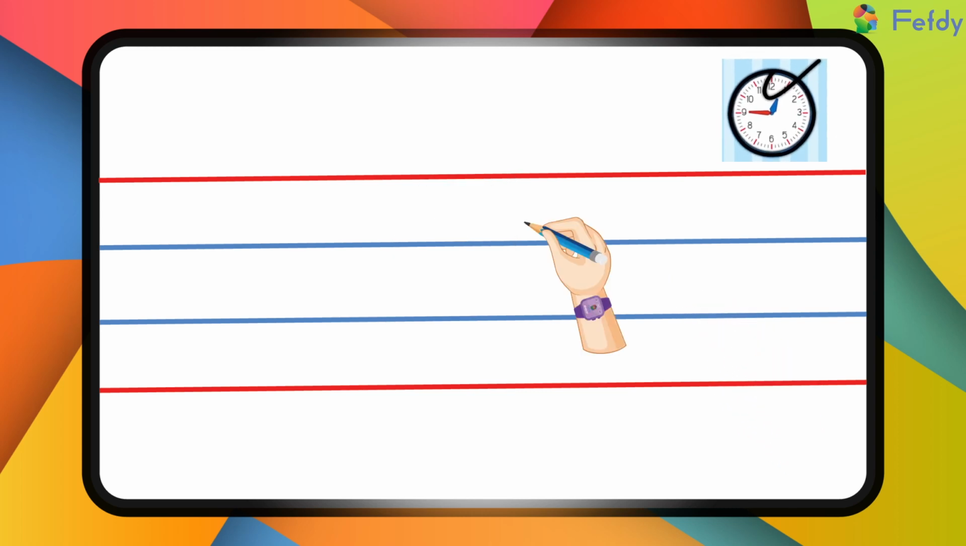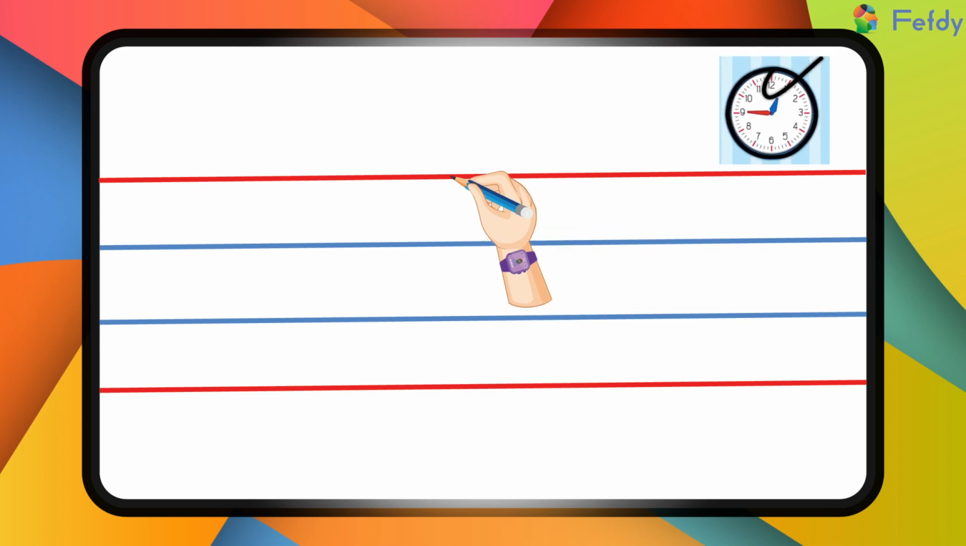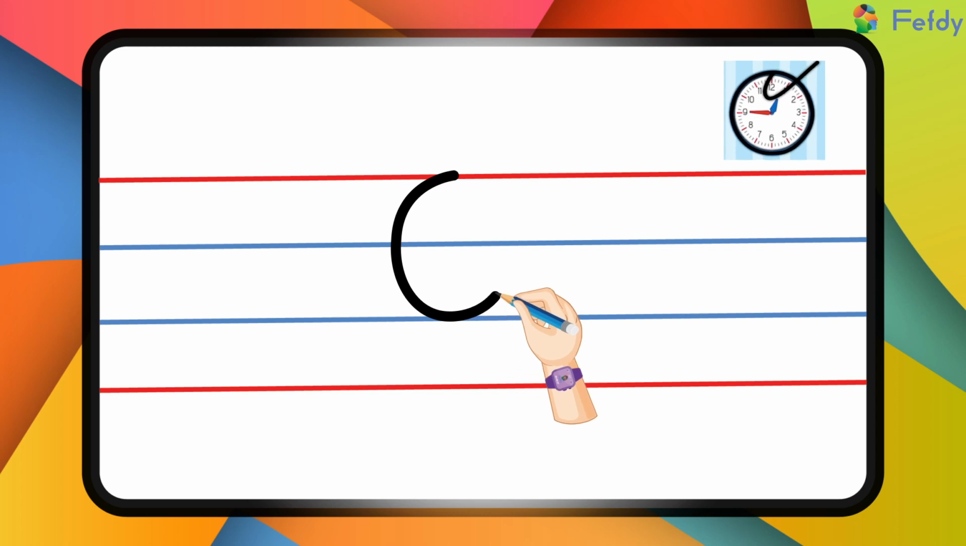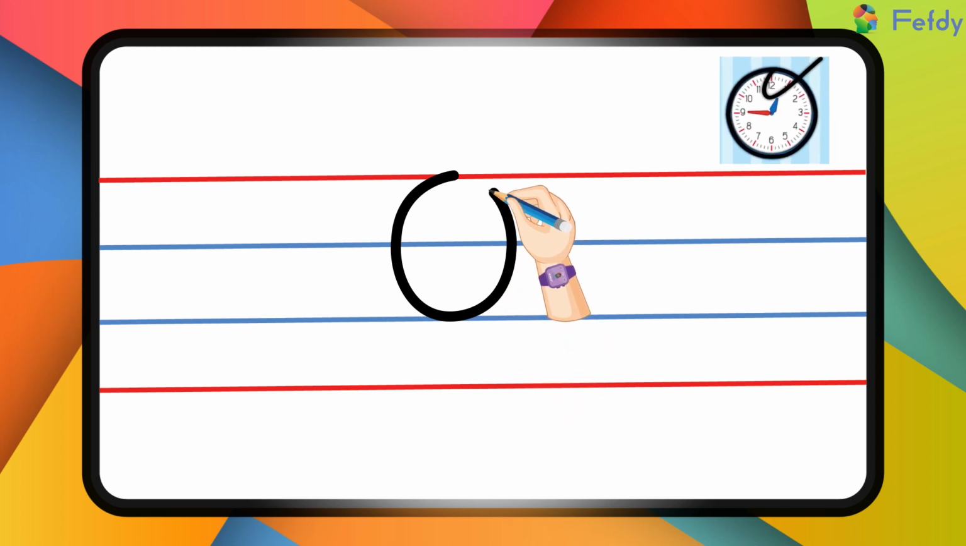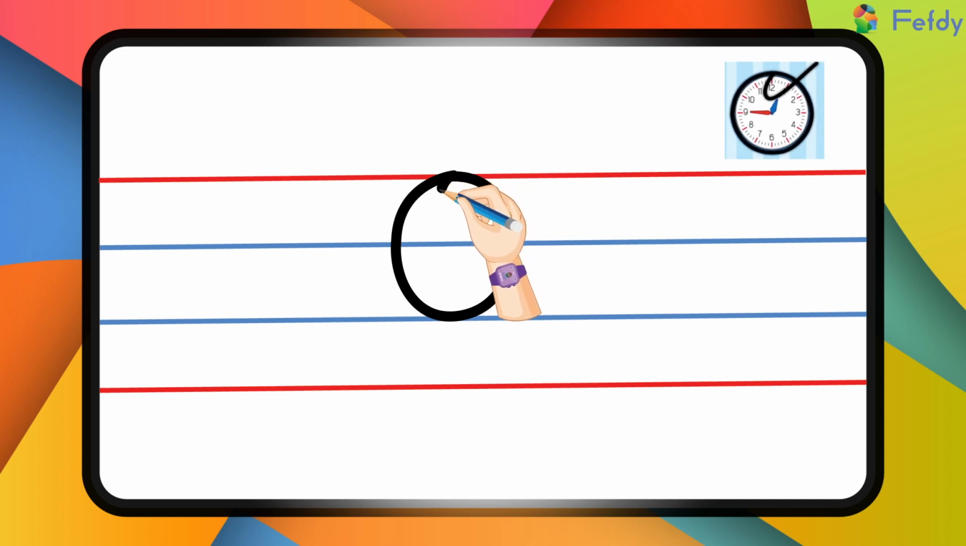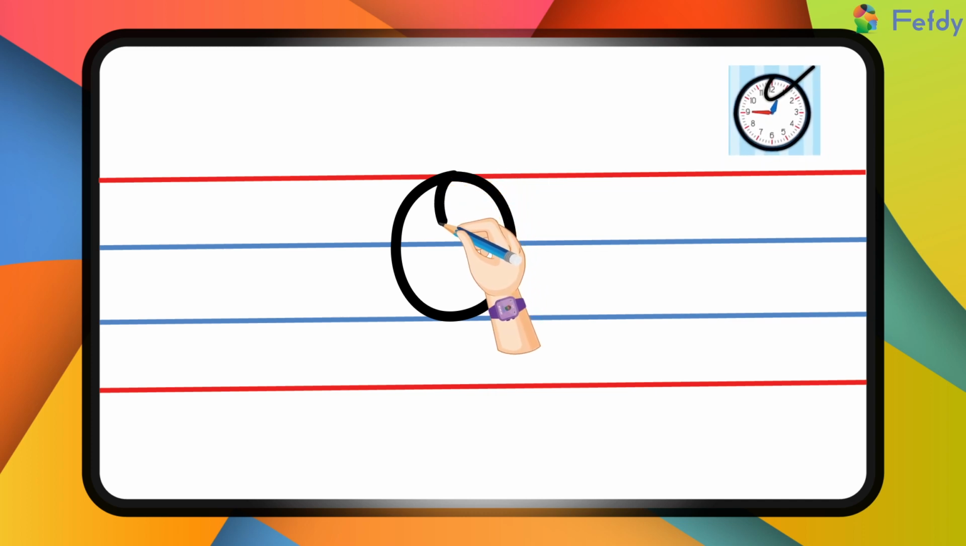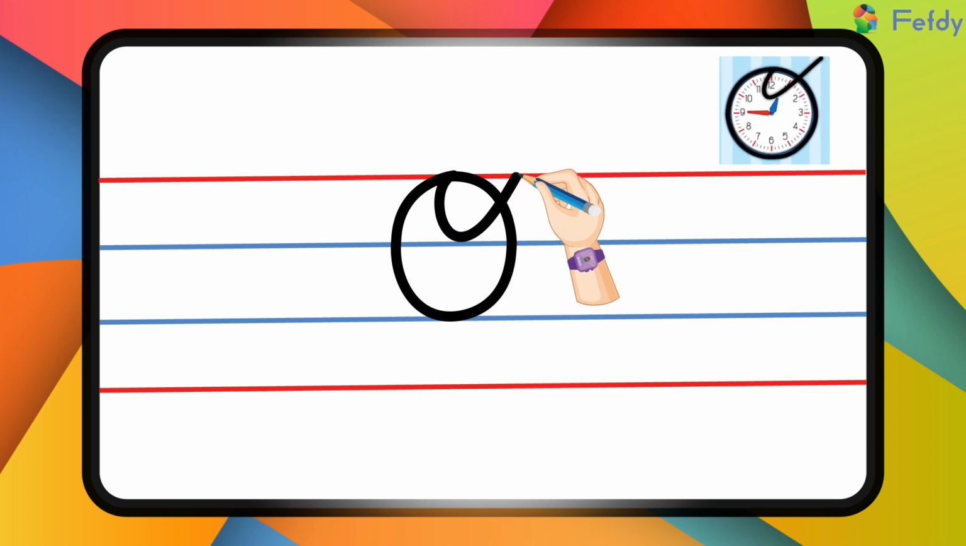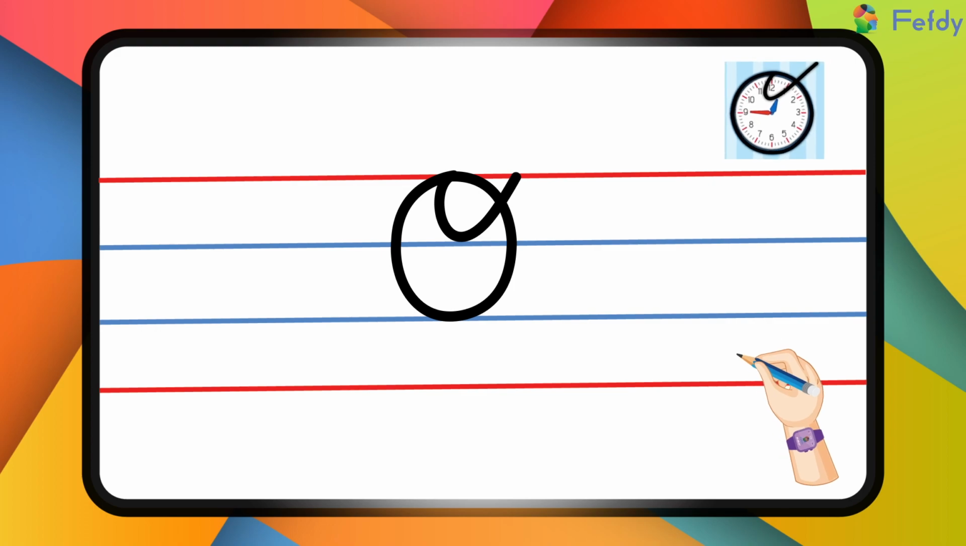Shall we try again? We will start at the top red line. We will draw a circle that touches the bottom blue line and comes back up to the top red line. And then we will make a little curve, come down, touch the top blue line and come back to the top red line like this. And here we have it, the cursive capital letter O.